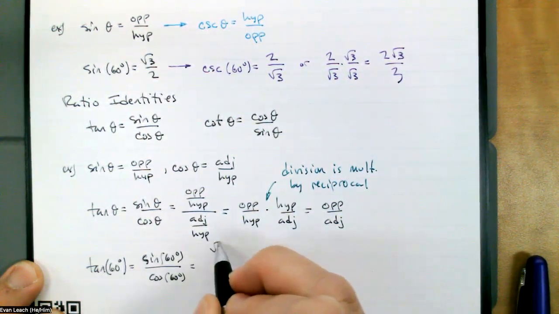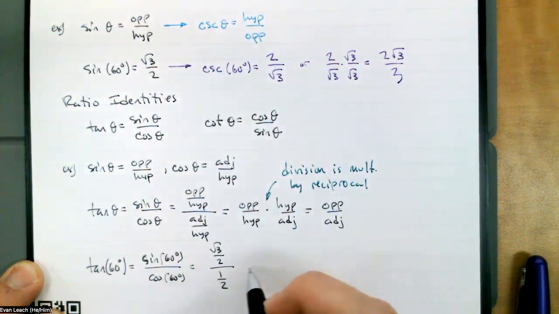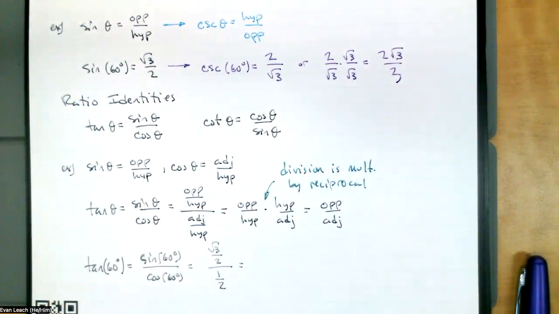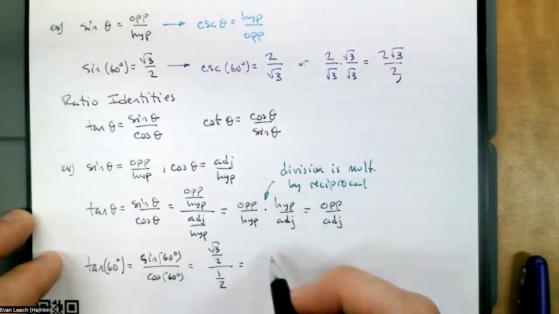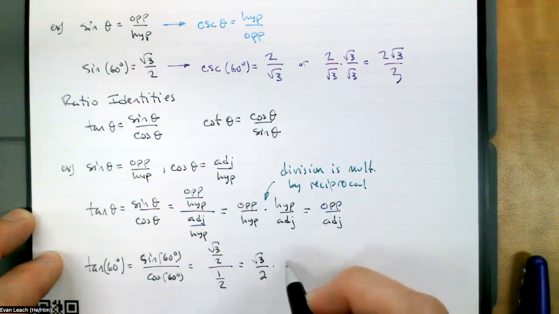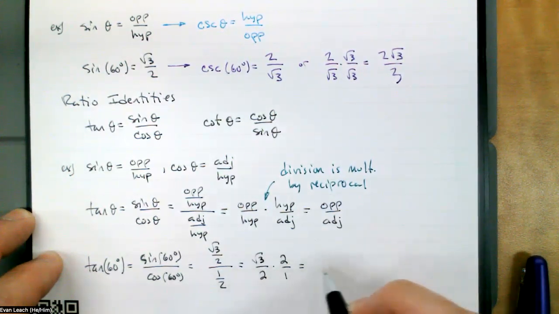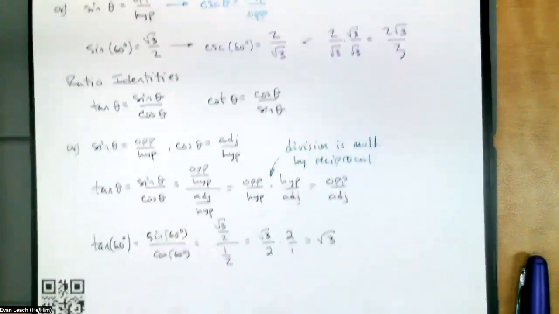Sine of 60 is root 3 over 2. Cosine of 60 is 1 over 2. If you're uncomfortable canceling the 1/2 out of the numerator and denominator, you can just use the fact that division is multiplication by the reciprocal and take root 3 over 2 and multiply by the reciprocal 2 over 1. And tangent of 60 is root 3.